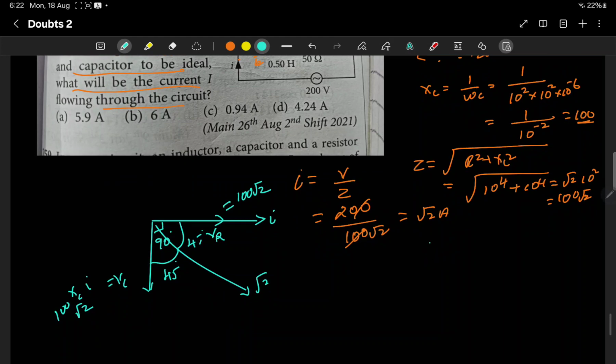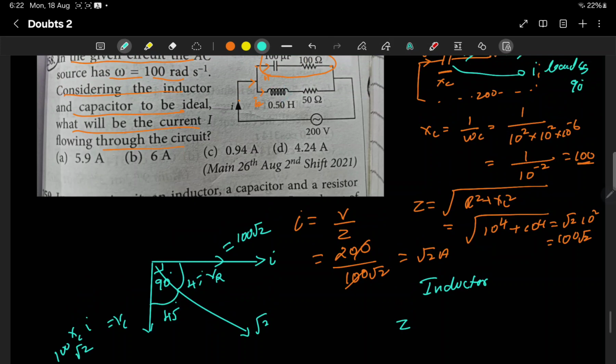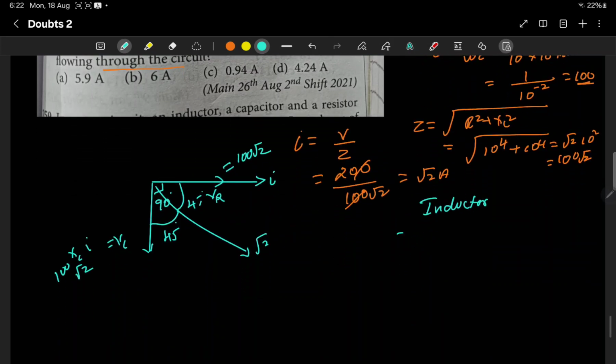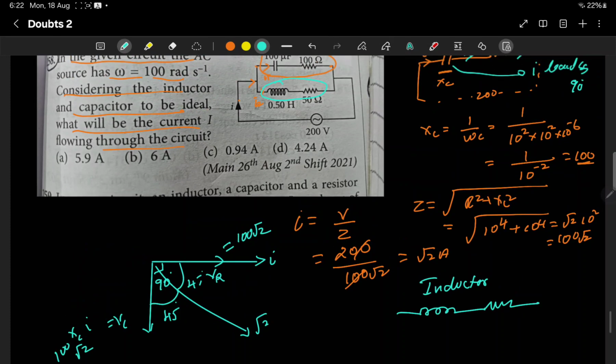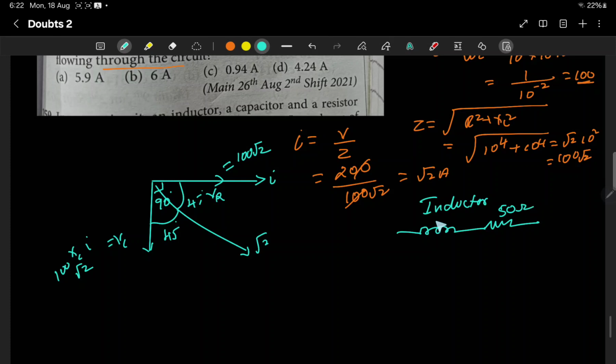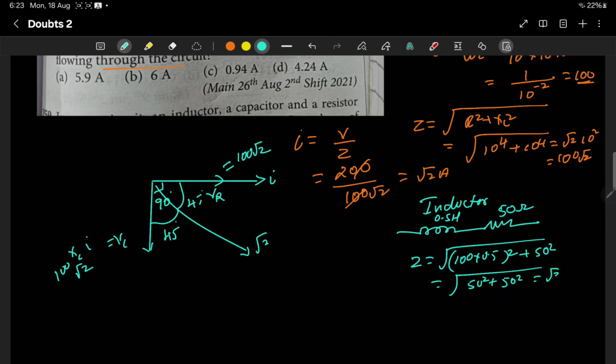Same like that if you do it for the inductor, here you have an inductor and resistor. So this is 50 ohm, this is 0.5 Henry. So here your Z will be equal to the root of XL square, which is 100 into 0.5, square, plus 50 square. So here you will get 50 square plus 50 square. This is nothing but root 2 into 50, which is 50 root 2.